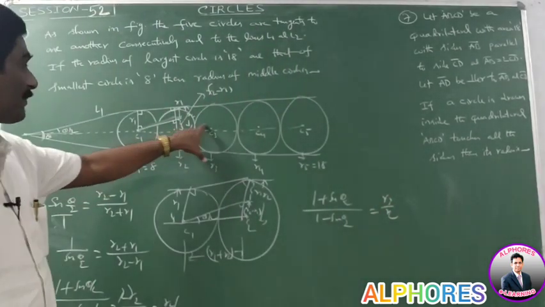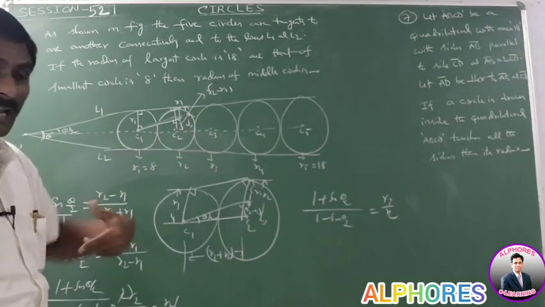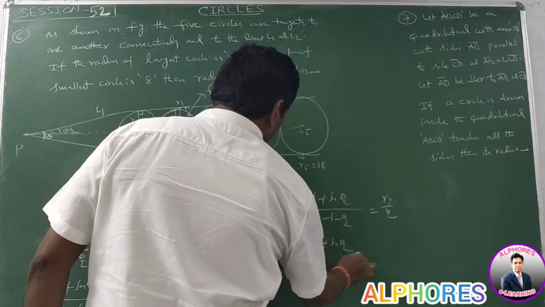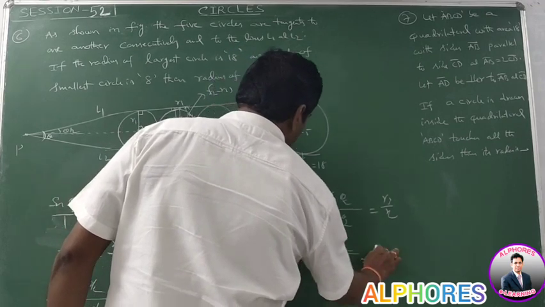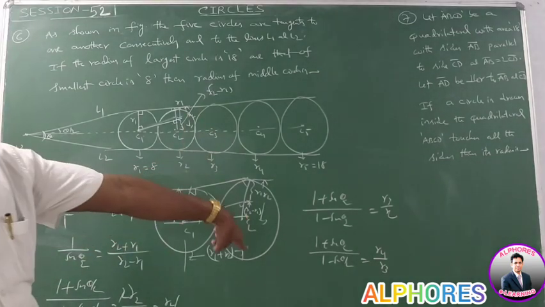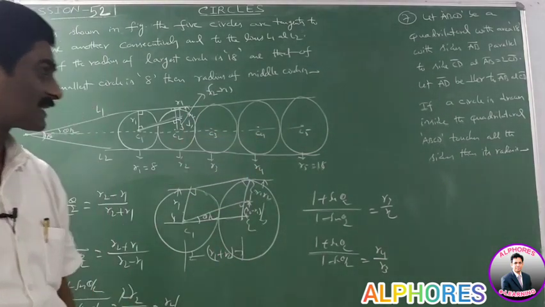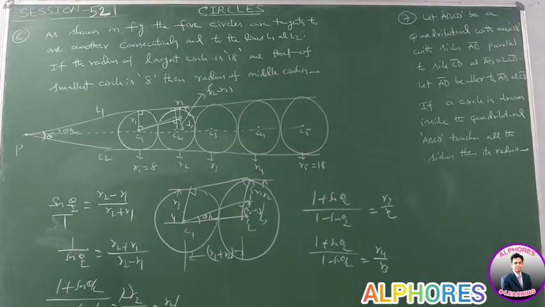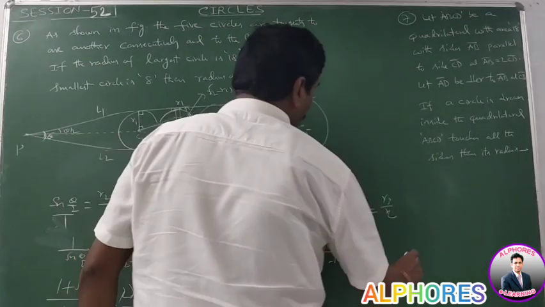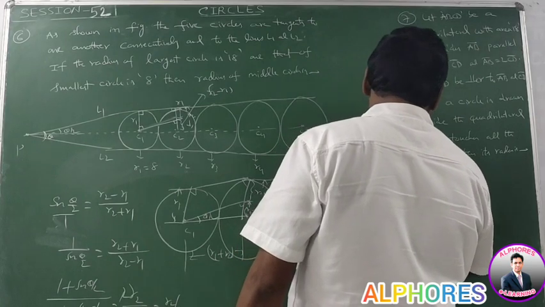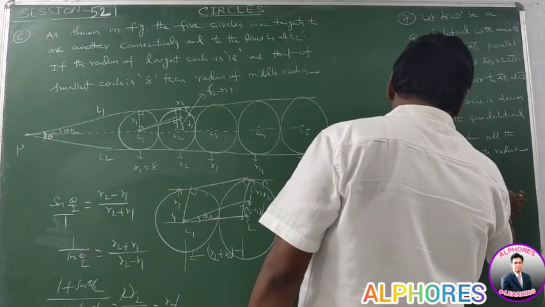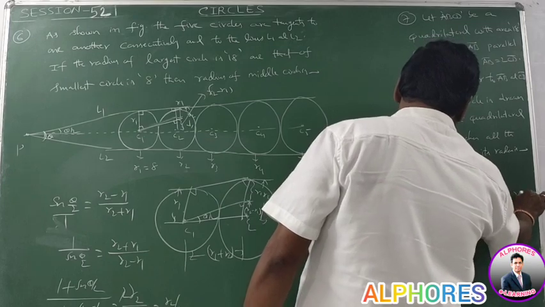Here also we get the same angle theta, R2, R3. Similarly, for the third and fourth, 1 plus sine theta by 2 by 1 minus sine theta by 2 is equal to R4 by R3. Similarly, for the next triangles we get 1 plus sine theta by 1 minus sine theta is equal to R5 by R4. From these values, what is the condition? R2 by R1 is equal to R3 by R2 is equal to R4 by R3 is equal to R5 by R4.